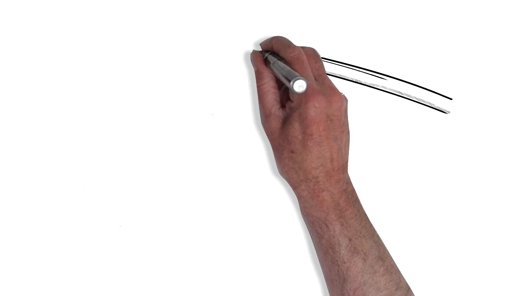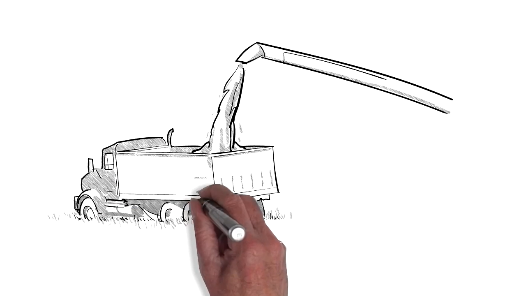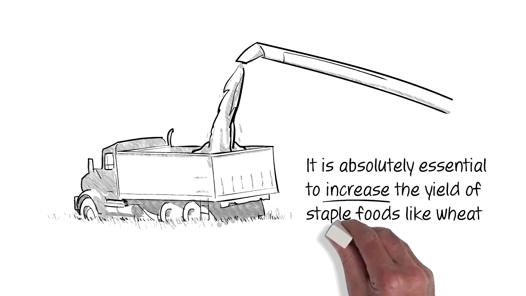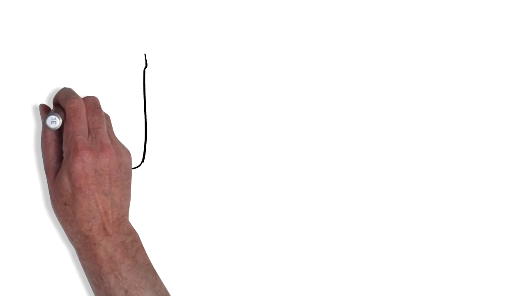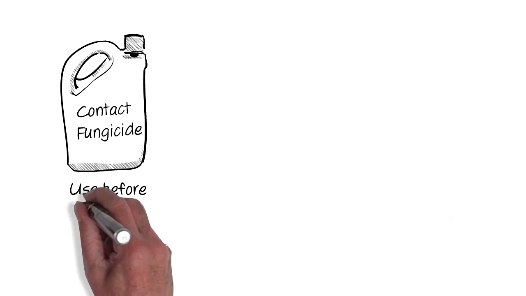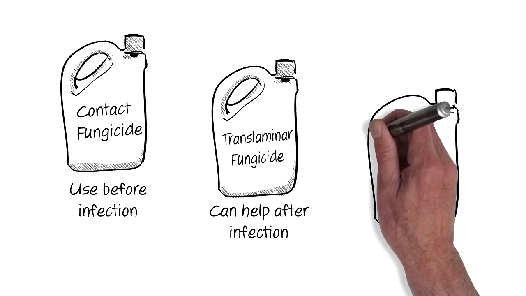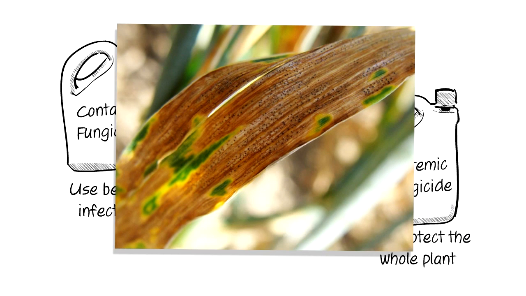The stakes are high. With 9 billion mouths to feed by the middle of the century, it is absolutely essential to increase the yield of staple foods like wheat. The loss of an effective fungicide would be a major setback, and only careful use of these vital products can help avoid this happening. Remember, these fungicides are a key weapon in controlling disease and thereby securing crop yields. Developing new compounds is a long and arduous process, and the farmer could find himself left defenseless for many years.